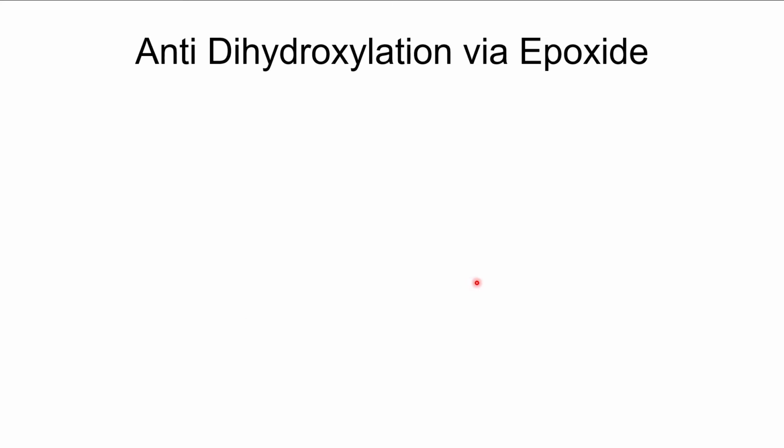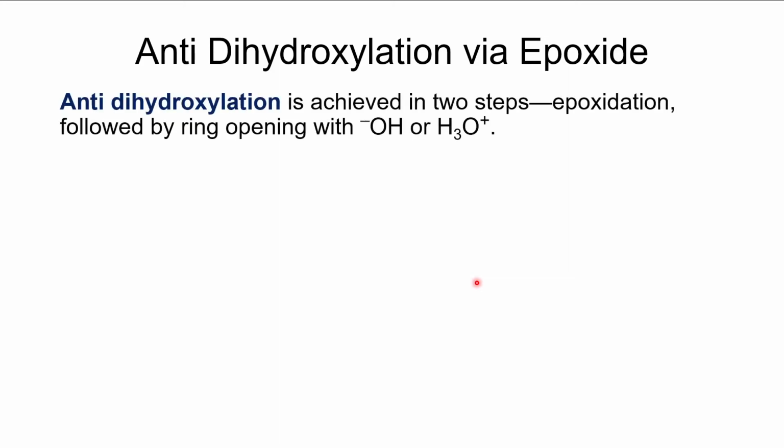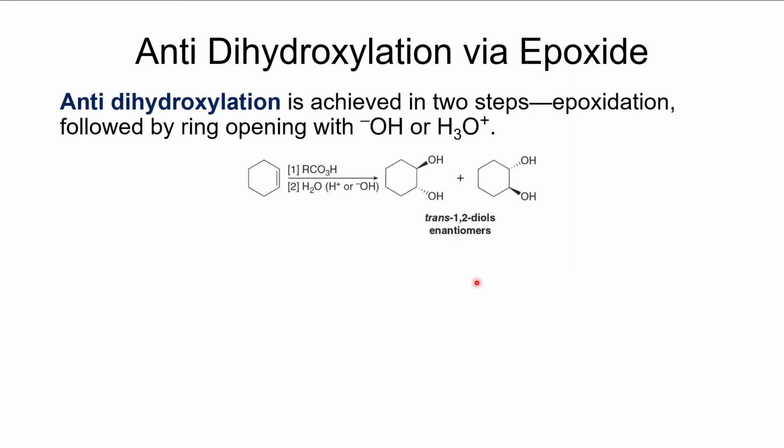So if we want, we can use epoxides to do the anti-dihydroxylation. All right, so first step is you would do an epoxidation using a peroxy acid. Again, it doesn't particularly matter which one you use. The MCPBA or the peroxyacetic acid would work, and we will get these trans 1,2-diols.